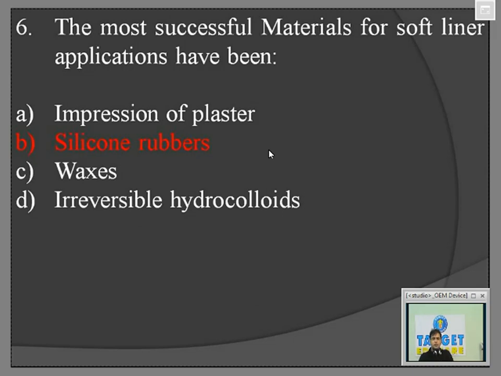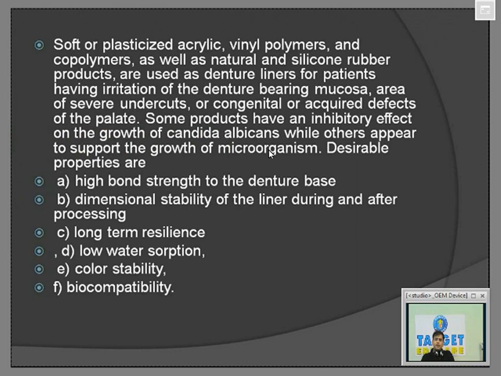Question number 6. The most successful material for soft liner application have been. The correct answer would be silicone rubbers. So for soft liner applications, two materials are most commonly used. Those are acrylic based materials and silicone based materials. So the advantage with silicone based materials is that they provide more tissue resilience.